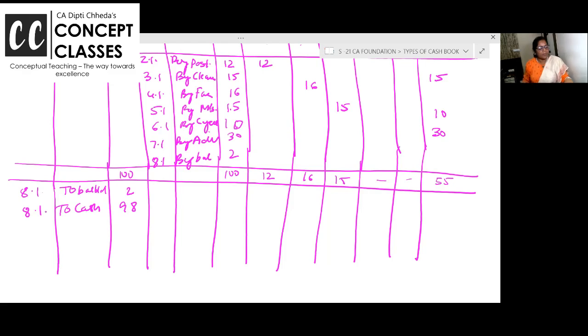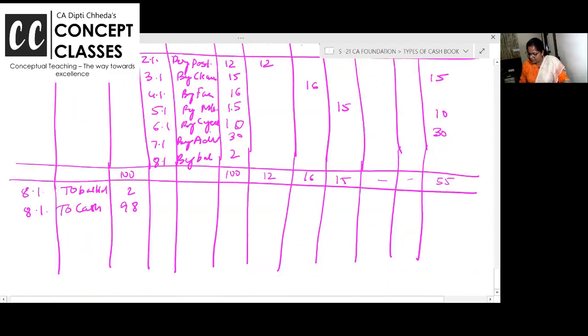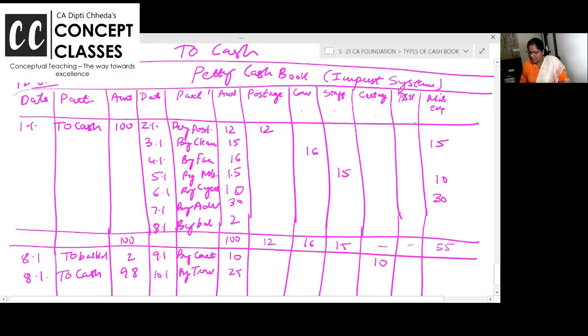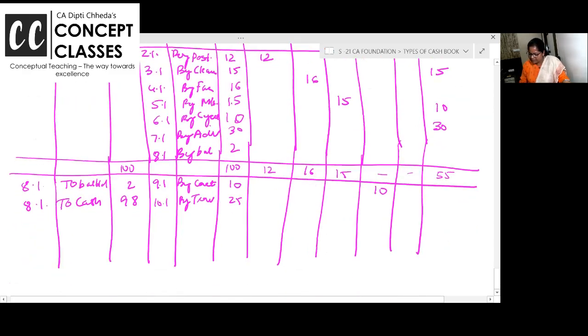Chalo, we'll continue the problem now. 9th, I have paid cartage. Cartage, I have a separate head. 9th of January, cartage 10. Traveling expense 25. Traveling expenses, conveyance and traveling, we can put it together.